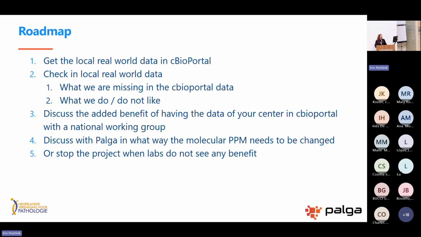And in the end, it could be, maybe I should not say it in a meeting like this, but theoretically, if insufficient labs feel that there's added benefit of using cBioPortal, we should consider stopping this project. I must say that based on what I saw today, especially for the MTB, I think we really need to make this happen, but that's my personal opinion. So we'll see where we'll go.